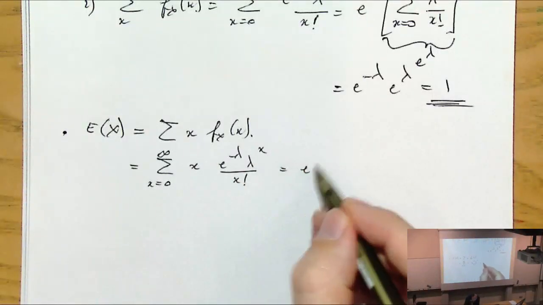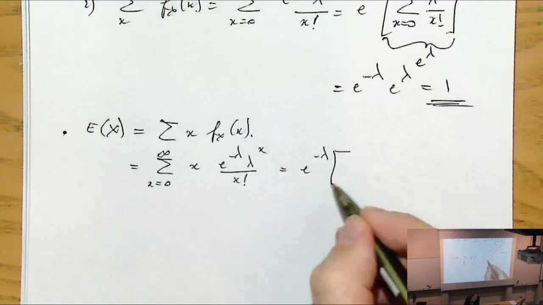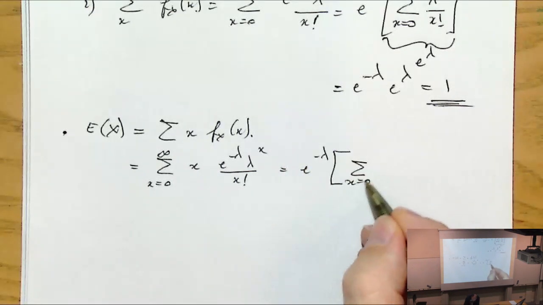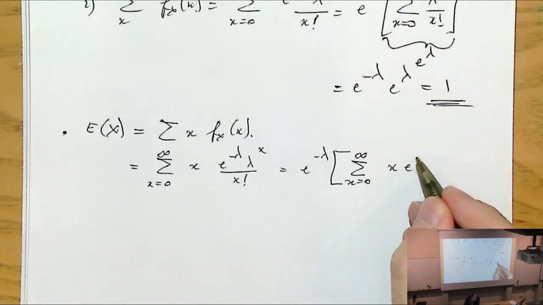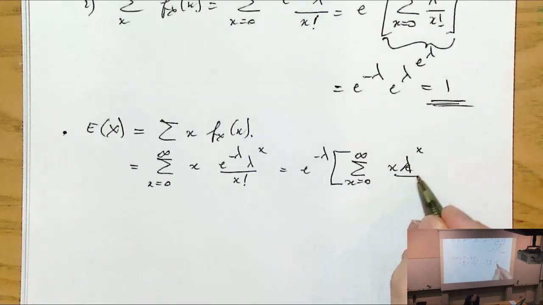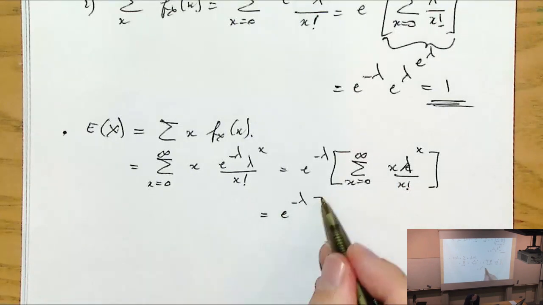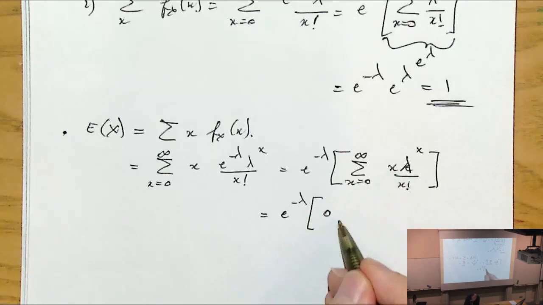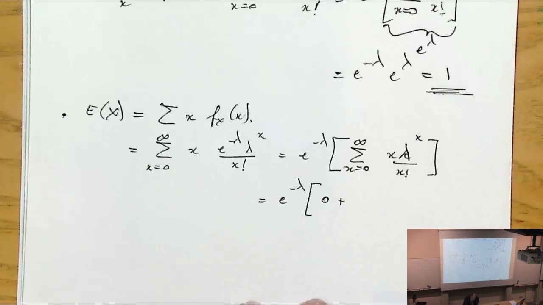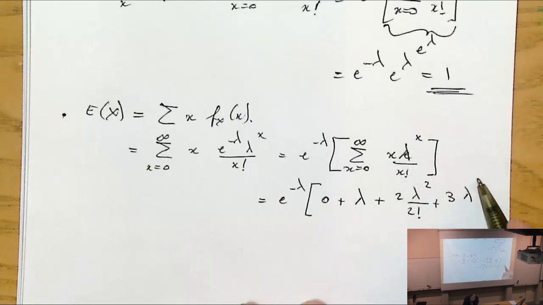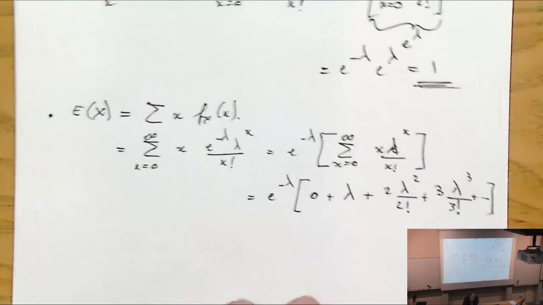I can take e to the minus lambda outside of this sum, and I have x lambda to the x divided by factorial of x. And what do we have? If x is equal to 0, this is 0. If x is equal to 1, I have lambda. If x is equal to 2, I have 2 lambda squared divided by factorial of 2. For x equal to 3, 3 lambda to the third divided by factorial of 3, and you continue.